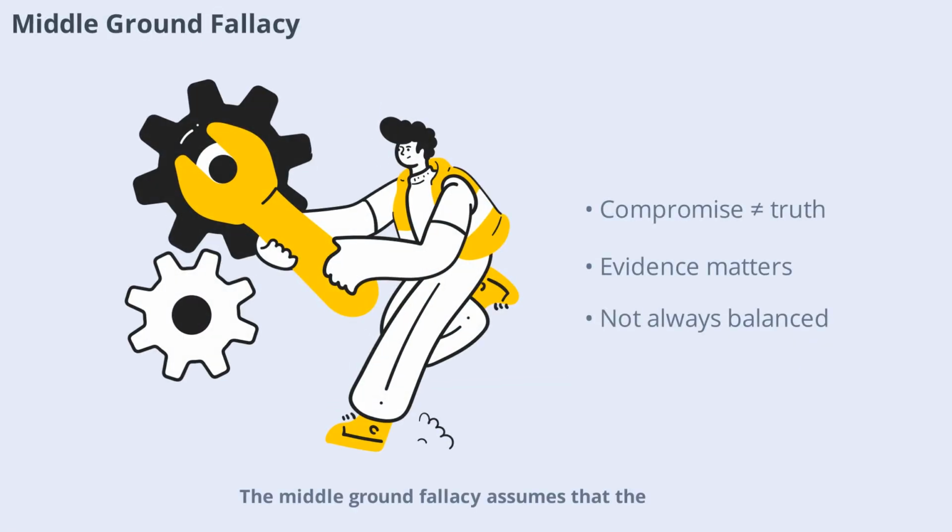Middle ground fallacy assumes that the compromise between two extremes must be the truth. For example, if one person says the sky is blue and another says it's red, the middle ground would be purple, but that's not necessarily correct. Sometimes one side is simply right. It's important to evaluate claims based on evidence, not just by splitting the difference.